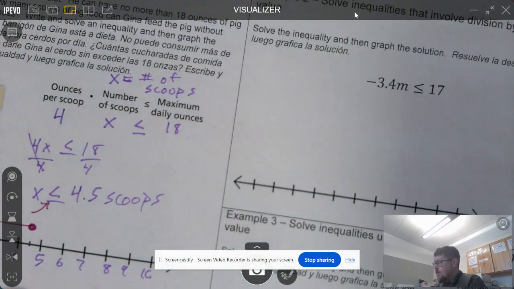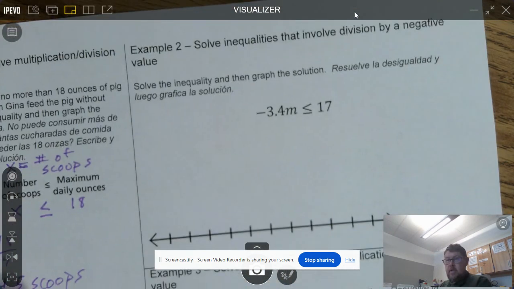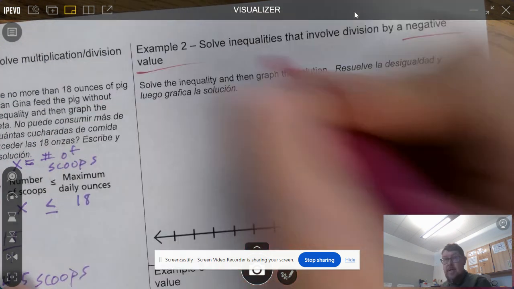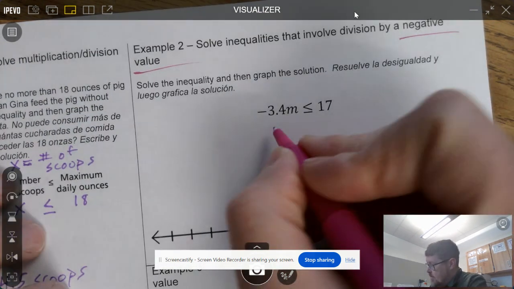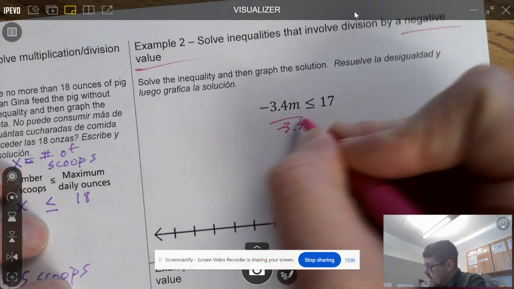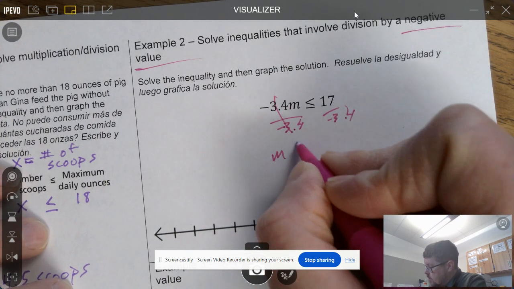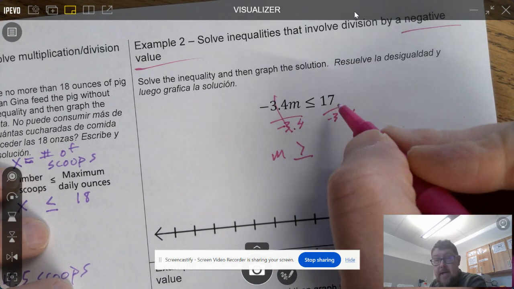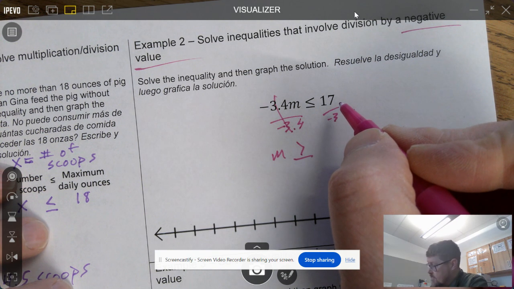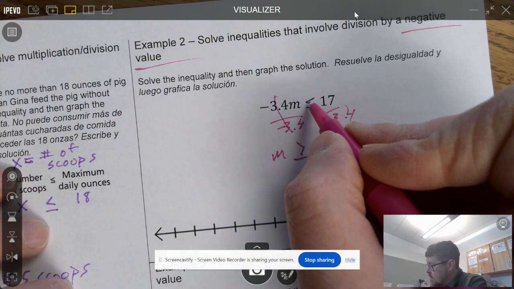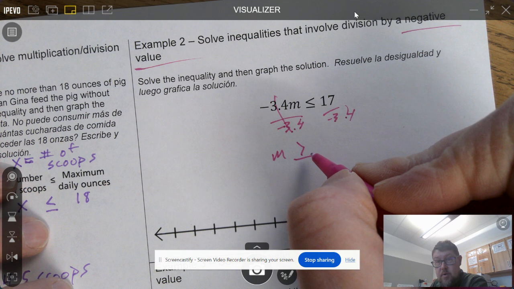Okay, now this is when we practice dividing and multiplying by a negative value, right? And so you just got to remember that you flip the inequality when you're multiplying or dividing by a negative, right? So this less than or equal to flips around to a greater than or equal to.